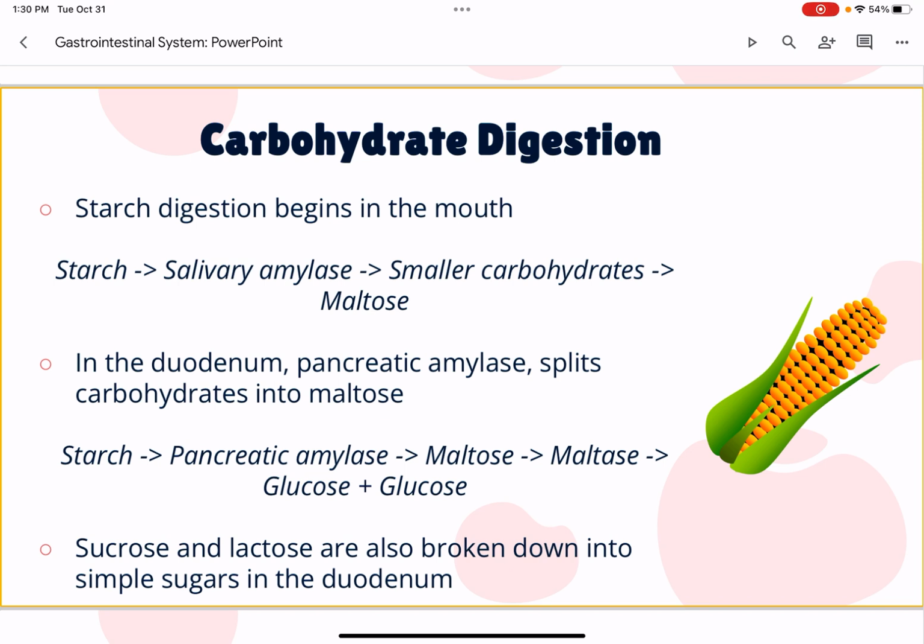So it's starch, salivary amylase, which breaks it down into smaller carbohydrates, and then into maltose. In the duodenum, it's the pancreatic amylase that splits the carbohydrates into maltose. So you have starch to pancreatic amylase to 2 molecules of maltose, which equals 2 molecules of glucose. Sucrose and lactose are also broken down into simple sugars in the duodenum.